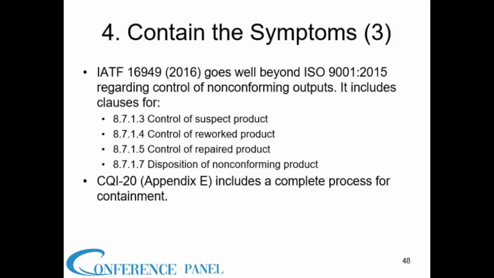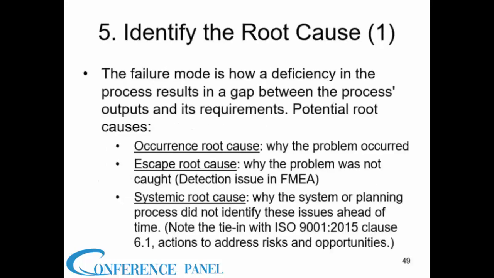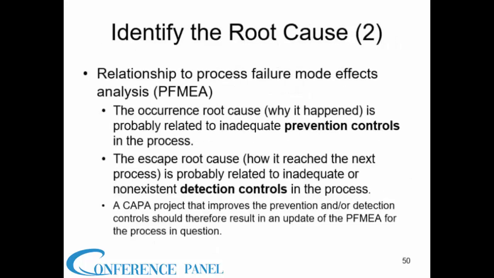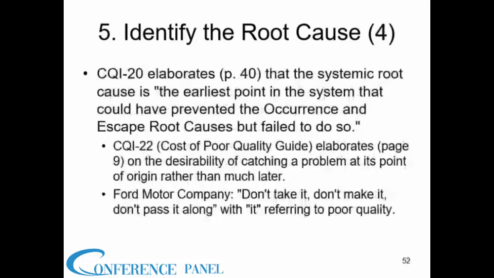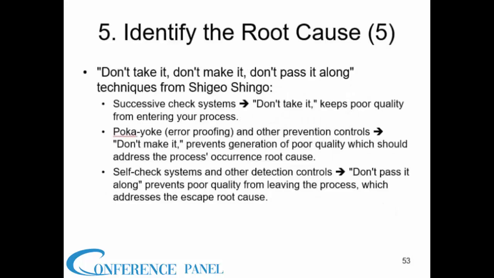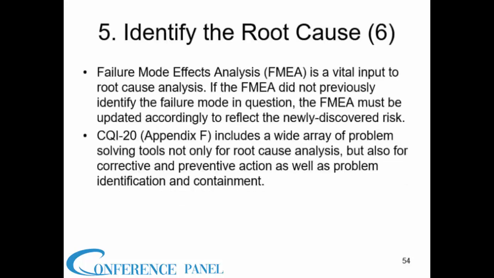Identify the root cause. This is an extremely important takeaway from CQI-20. I mentioned there's a relationship to failure mode and effects analysis. It deserves particular focus, because organizations often fail to identify a problem's real root cause. CQI-20 elaborates that the systemic root cause is the earliest point in the system. Successive check systems means it keeps poor quality from entering your process. Failure mode and effects analysis is a vital input to root cause analysis.